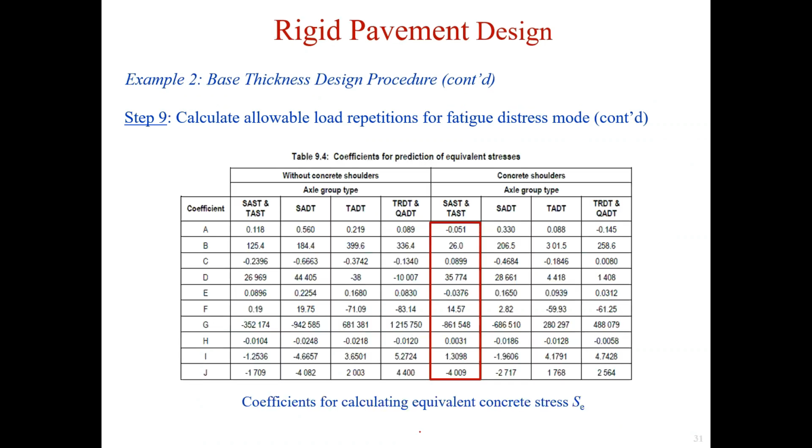So this is table 9.4. It contains the coefficients for calculating the equivalent concrete stress SE, both for with concrete shoulders and without concrete shoulders cases. Because in the beginning, we determined to use the concrete shoulders, we just pick up the values on the right hand side of this table, and for the SAST group.